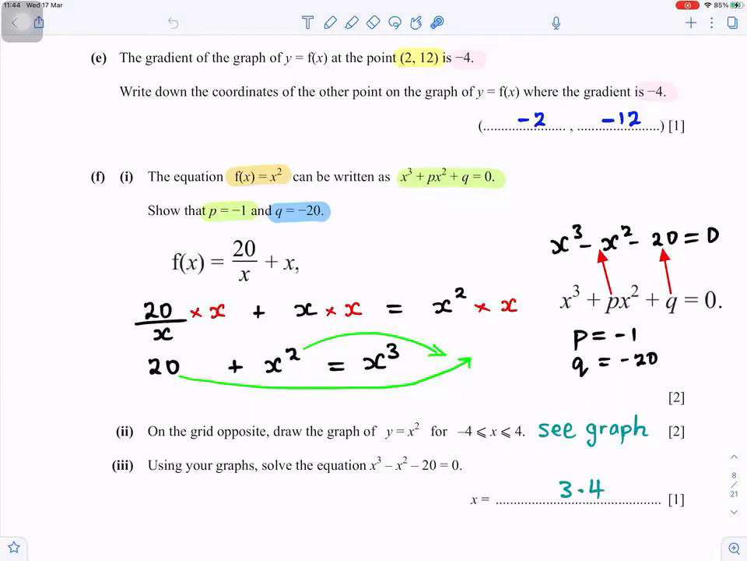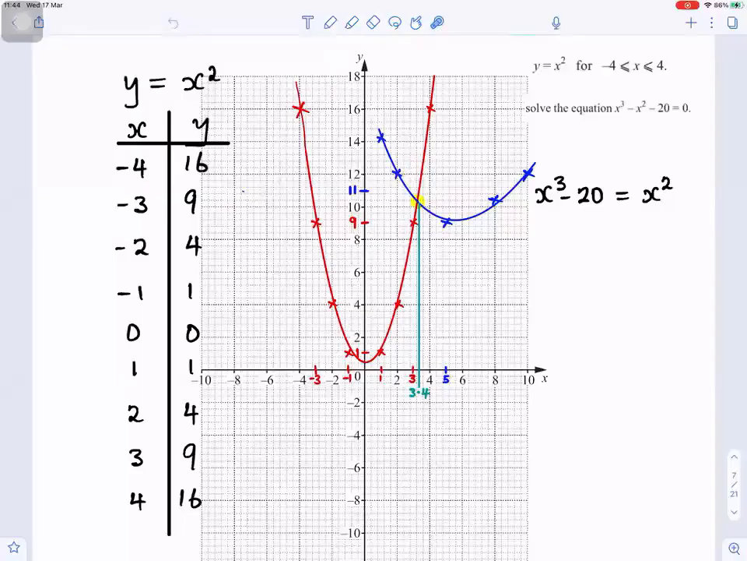Okay, still F part 2. On the grid opposite, draw the graph of y equals x squared for -4 less than or equal to x less than or equal to 4, and use your graph to solve the equation. I'll show you how you do that on the graph. So to plot the graph of y equals x squared, we need to work out some values. So we start at -4 and we end at 4, and we go in steps of 1. You can get these values from your calculator.